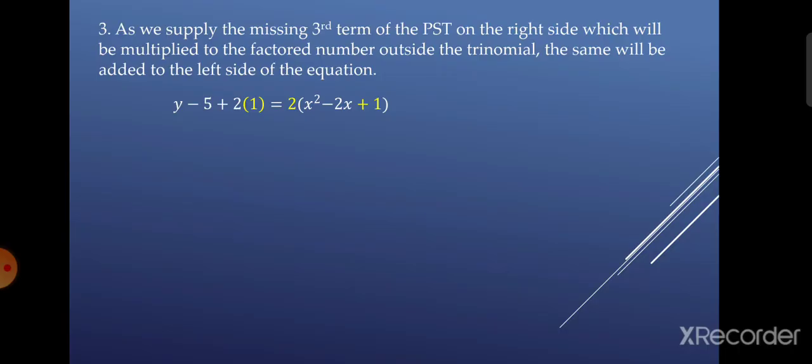As we supply the missing third term, the perfect square trinomial on the right side. So, kaning right side is composed of equals 2 times x squared minus 2x plus 1. So, kabatay mo na gipuno nga plus 1. Originally, wala magina plus 1, no? Katurang 2 times x squared minus 2x. So, diba ito nga missing third term.